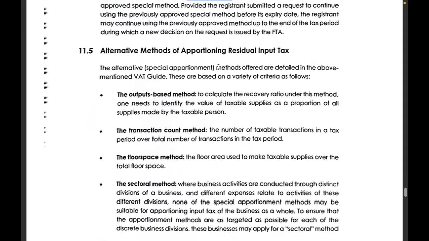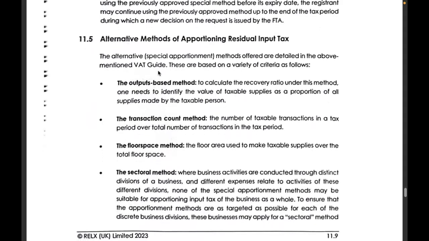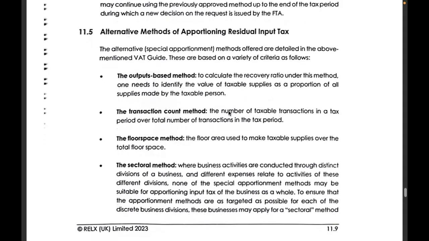So, what are those alternative methods for apportioning residual input tax? One, the outputs based method. To calculate the recovery ratio under this method, one needs to identify the value of taxable supplies as a proportion of all supplies made by the taxable person. So simply, we take the taxable supplies and take the ratio of all other supplies that are made. We should remember that taxable supplies include both standard rated supplies and zero rated supplies, versus all the supplies made.